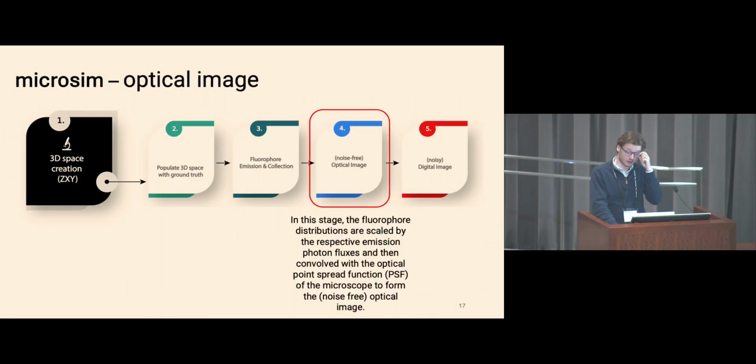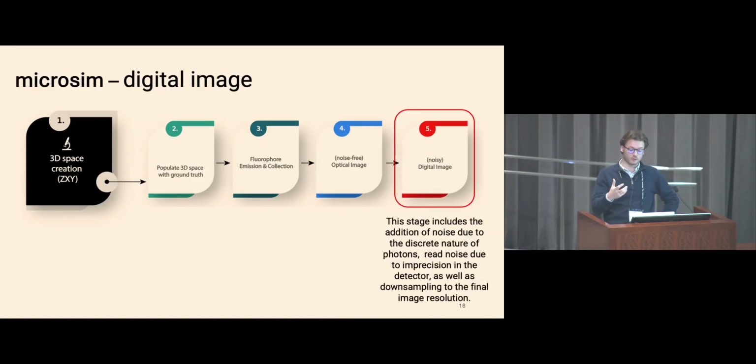Then in the next stage, we scale the fluorophore distribution by the respective emission photon fluxes. This is then convolved with the optical point spread function of the microscope to form the optical image. And in the last stage, we go from an optical image to an actual digital image.